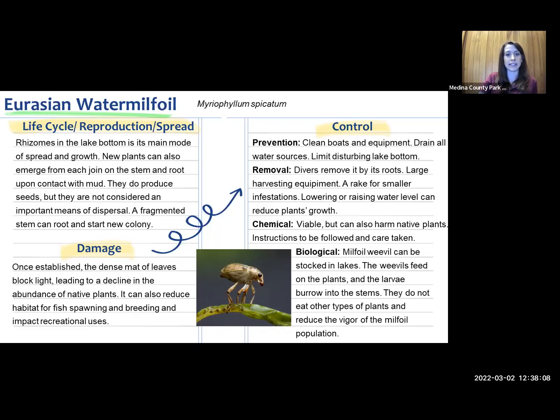They feed on the plant and they grow on the stems. This one in particular does not eat any other type of plant, and they will only attack the Eurasian water milfoil. They don't completely annihilate it, but they do reduce its vigor and can make it into a more manageable amount of water milfoil.